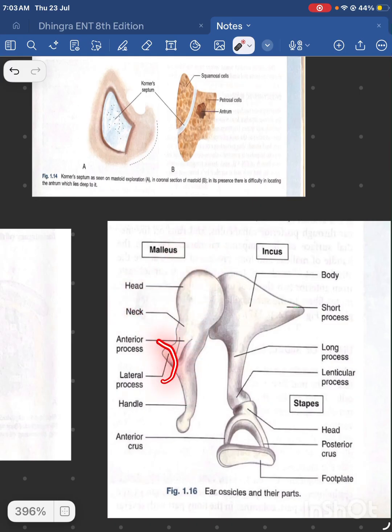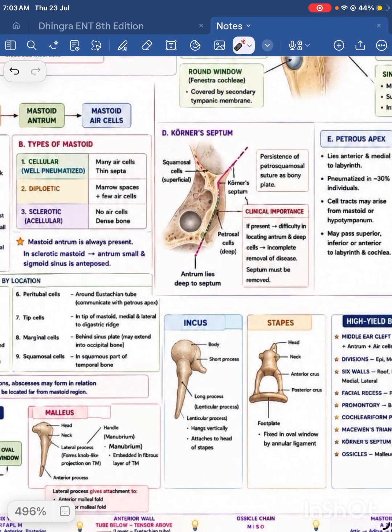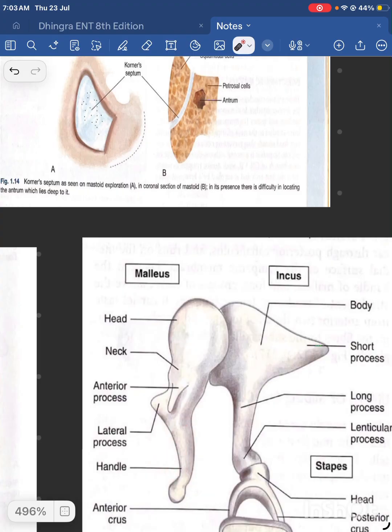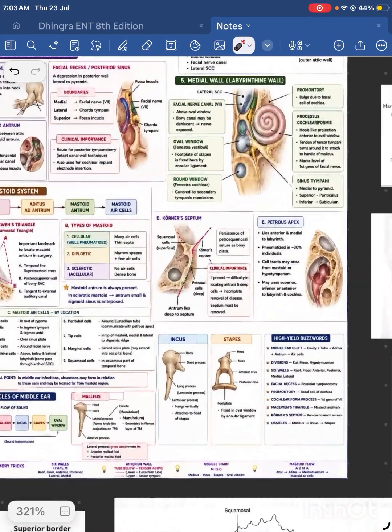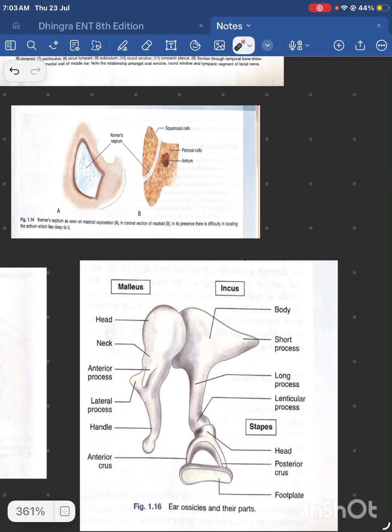If you see the lateral process, what is important? It gives attachment to two things: the lateral malleolar fold and the anterior malleolar fold. See this diagram, there is the lateral malleolar fold and anterior malleolar fold, and there is the head and handle. The handle is also known as the manubrium. As you saw, it is embedded in the fibrous tissue of the tympanic membrane. The incus has a body, short process, long process, and lenticular process. The stapes has a head, posterior crus, and footplate. The footplate attaches to the oval window.